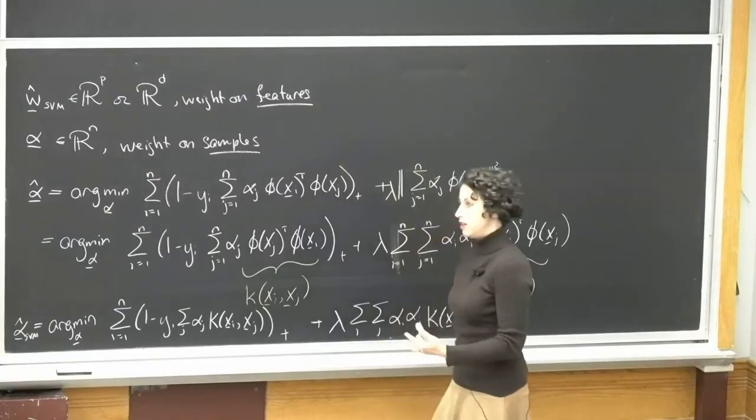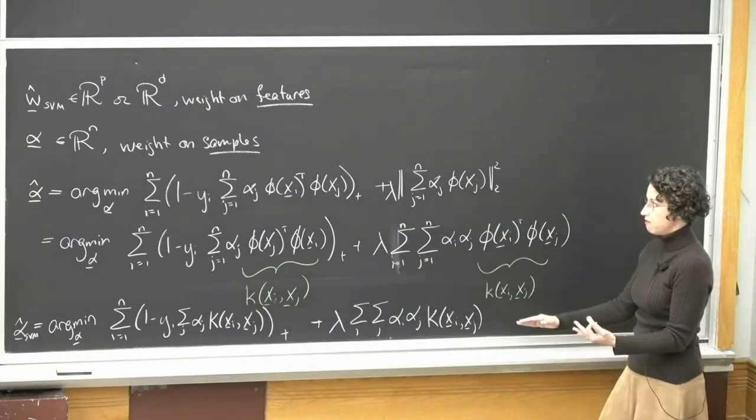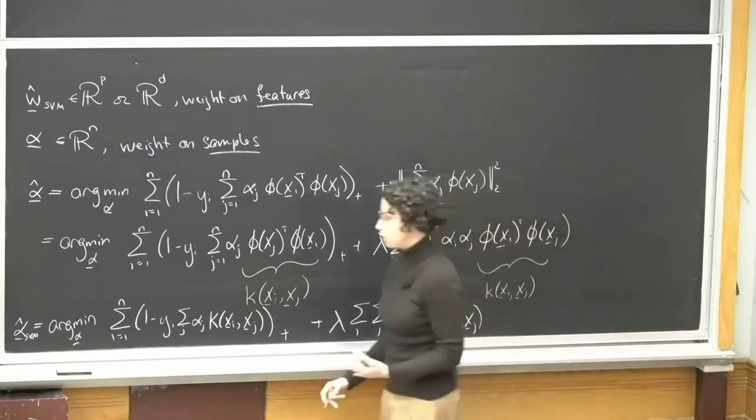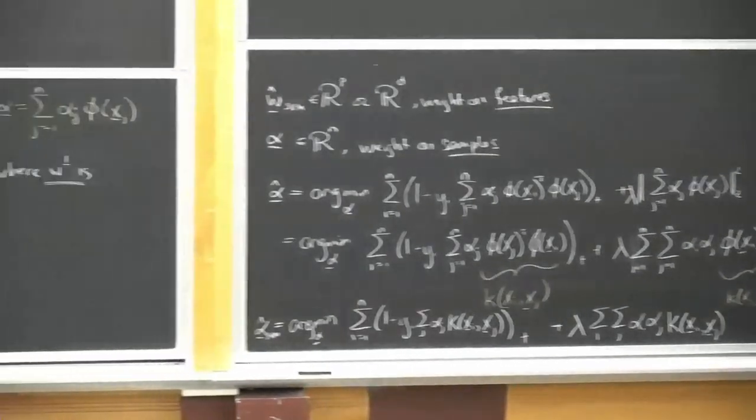And then, just like we did with kernel ridge regression, once we've got the alphas, we can make predictions for new samples in order to get good classification performance. Okay, so let's talk a little bit more. Or, sorry, are there any questions before?